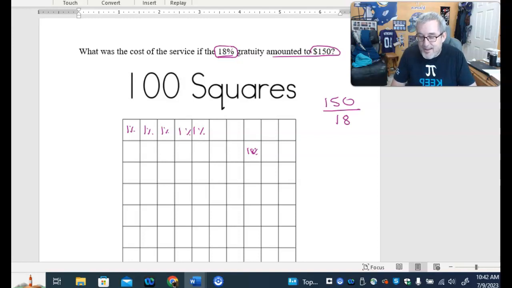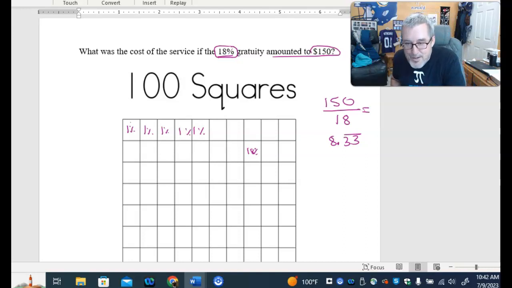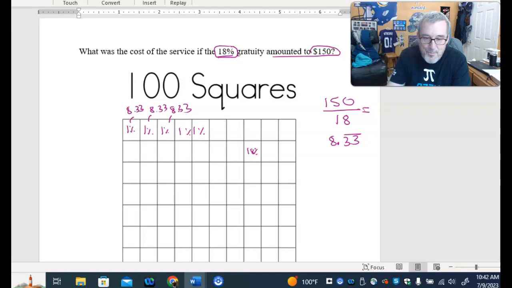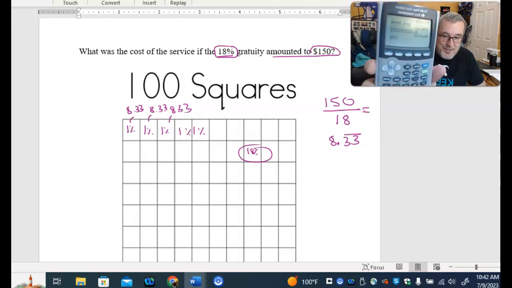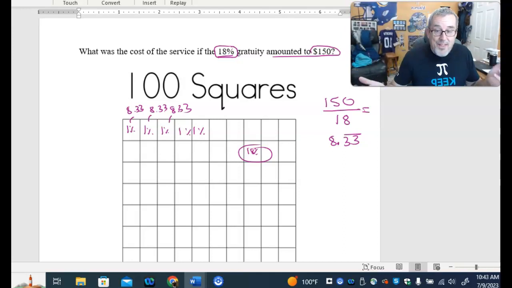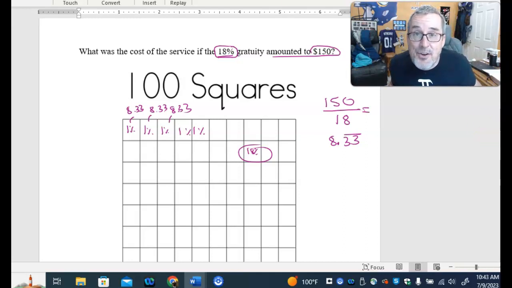And 150 divided by 18 is 8.3... give myself some room there, but it's 8.33, and the 33 repeats. So it's $8.33, but the 0.333 repeats, of course. So every one of these 1% is $8.33. Each one of these is $8.33. And 18 of them, if I filled in all 18 of them, would give me the $150. Just to kind of check it, if you took the 8.33333 18 times, you would get the $150. All right, so now we know that each square is worth $8.33 in this case.